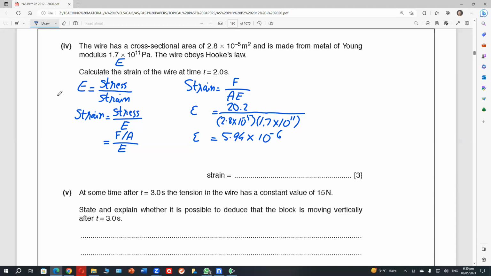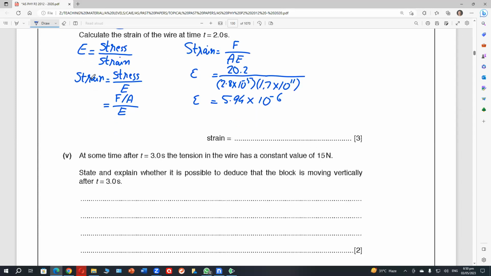Okay, now read the next part. At some time after, won't terminal velocity be reached after that? It looks to be after some time after t is equal to 3, the tension in the wire has a constant value of 15. State and explain whether it is possible to deduce that the block is moving vertically after t is equal to 3.